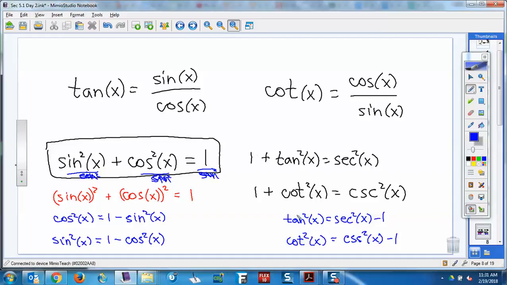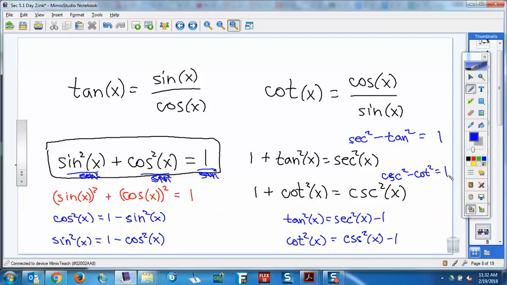Once you have them, you have to know the different rearrangements. So we can subtract 1 from each side, and secant squared minus 1 would be tangent squared. Cosecant squared minus 1 would be cotangent squared. Now, the one I didn't put up here is that secant squared minus tangent squared would equal what? 1. And cosecant squared minus cotangent squared would also equal 1. Okay?